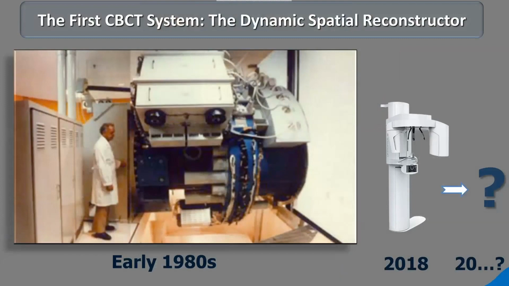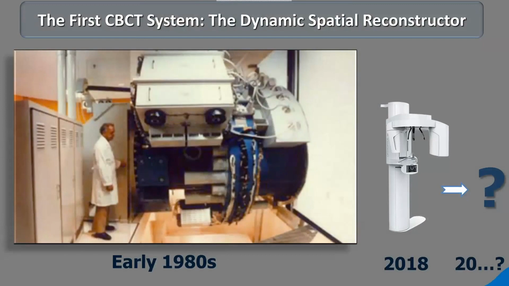Actually, cone-beam CT has been around for quite a while. So this is the early 1980s. This is the dynamic spatial reconstructor. And this was actually used for pediatric cardiac imaging. And you'll notice how large it is. It takes up an entire room. Of course, now in 2018, 2019, we have much smaller units. They can fit on a panoramic style unit.